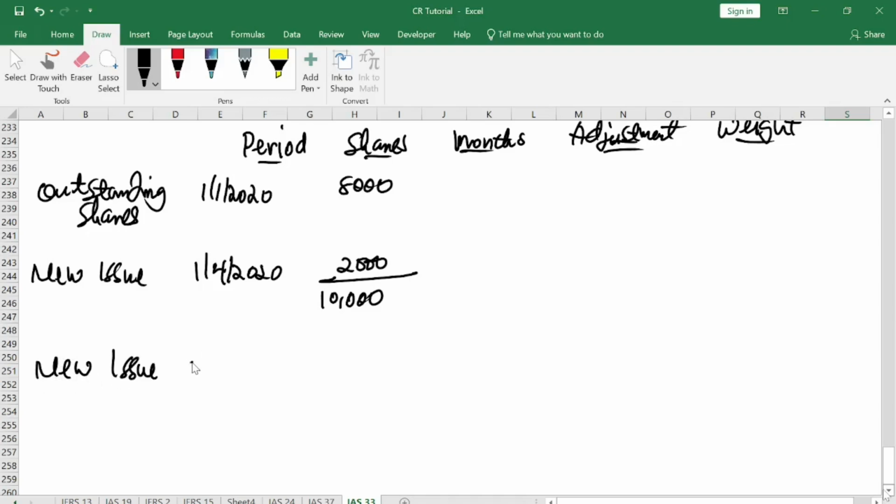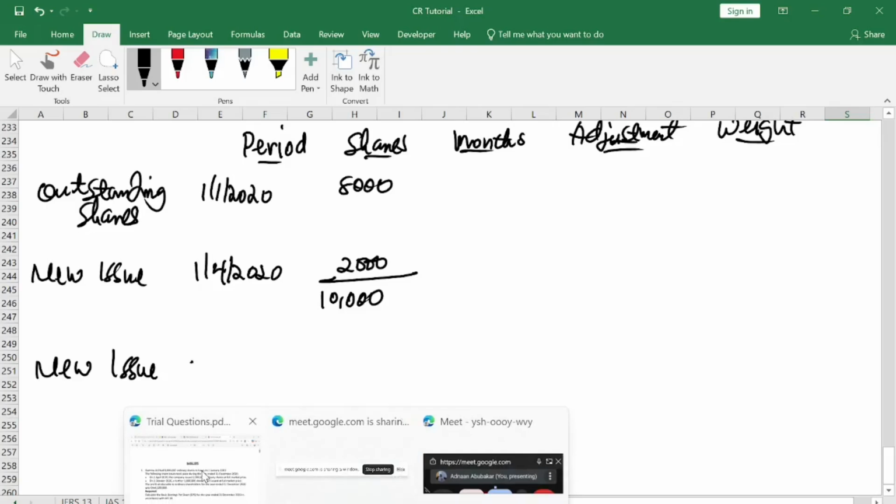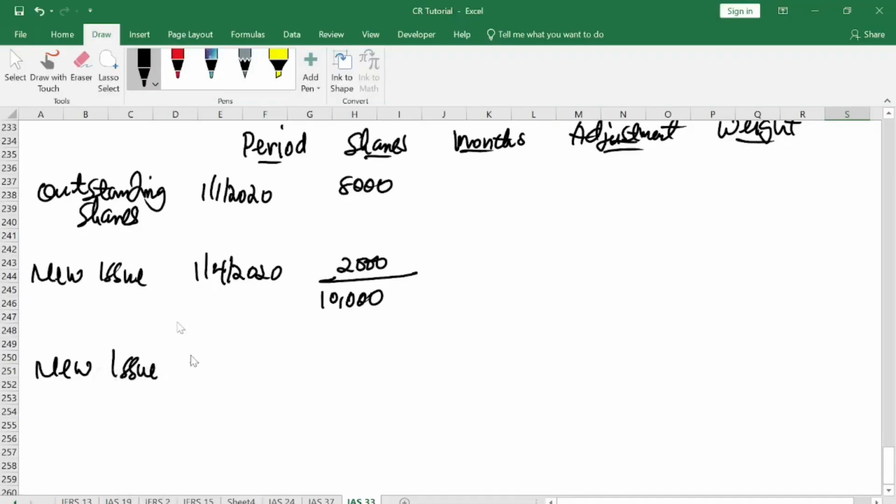They issued another new issue. Let's check the date: 1st October 2020. They issued 1 million shares, and when you add it, you have 11,000 shares. So all these give you the outstanding shares. Now, how do you do the weighting?